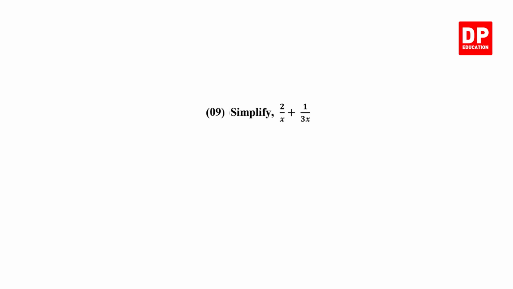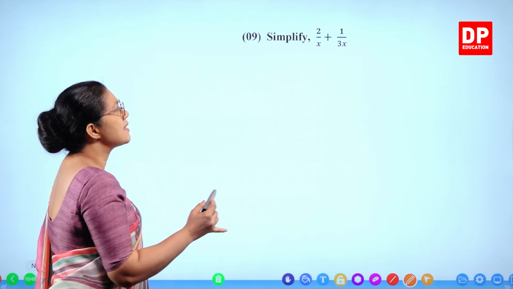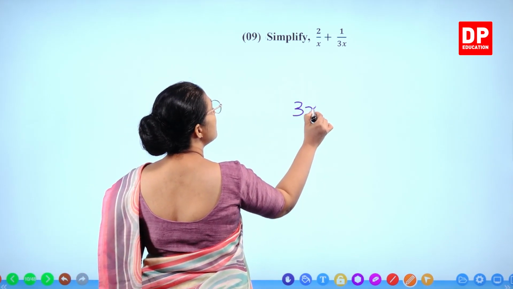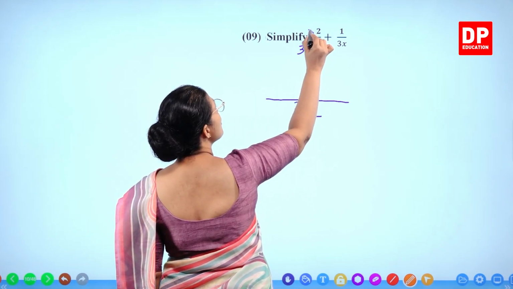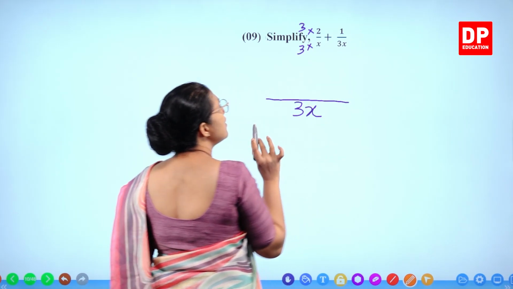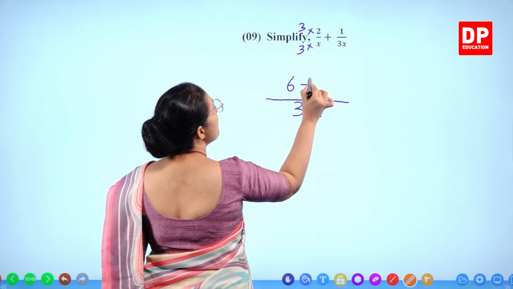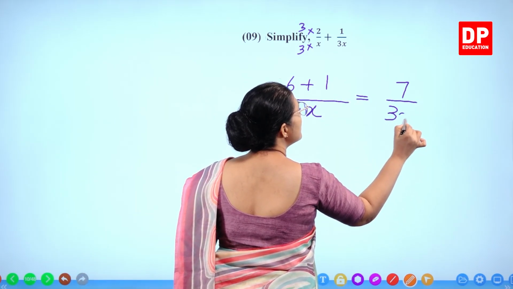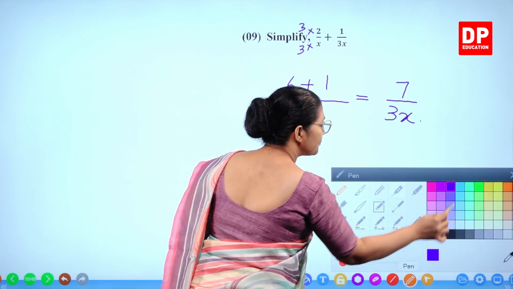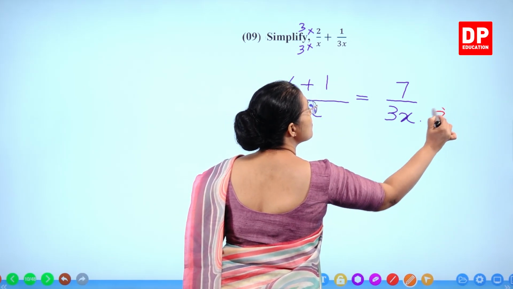Question number 9. Simplify. 2 over x and 1 over 3x. So what's the lowest common multiple of x and 3x? That's 3x. So we can convert this to 3x. So that means we have to multiply the first fraction by 3. Second one, you don't need to do anything. So 3 times 2, 6 plus 1. So 6 plus 1 becomes 7 over 3x. So you get 2 marks for that.